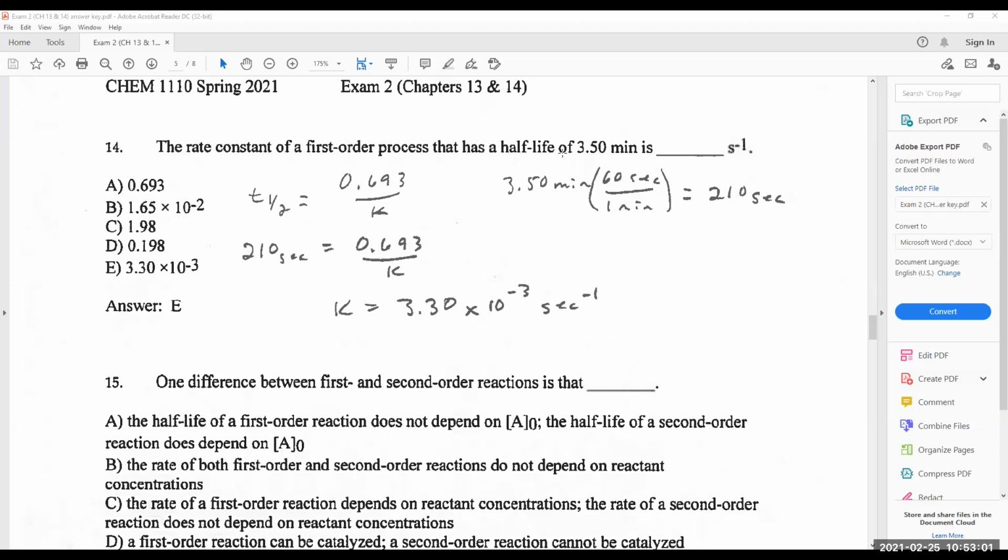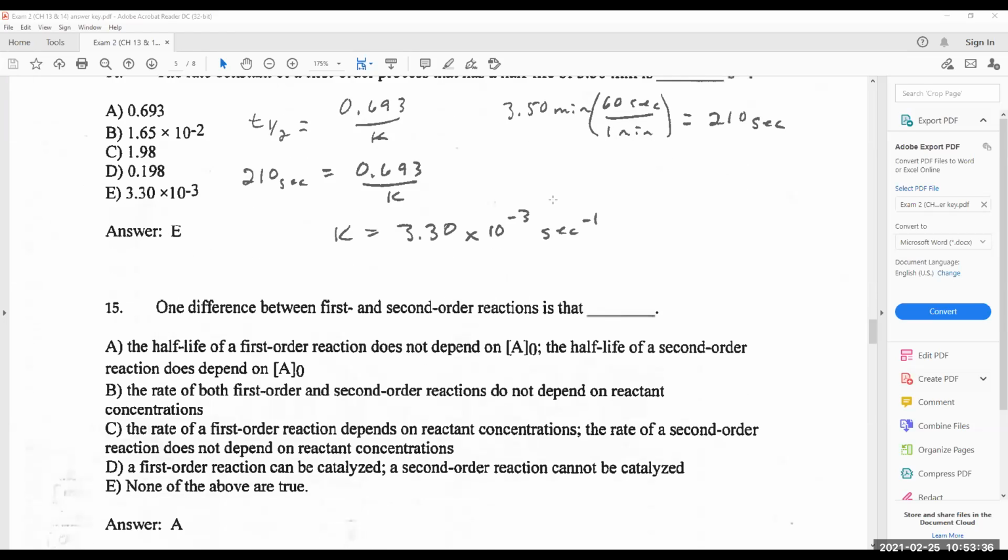This is the one where the half-life, since it's first order, is not dependent upon any concentration. The only kind of tricky thing was the half-life was given in minutes, 3.5 minutes, and the constant has units of seconds to the -1. So that half-life time needed to be converted into seconds. And so 3.5 minutes is equal to 210 seconds. So you plug that 210 in, you have 210 equals 0.693 divided by K, and then solve for K to get 3.30 times 10 to the -3 inverse seconds.